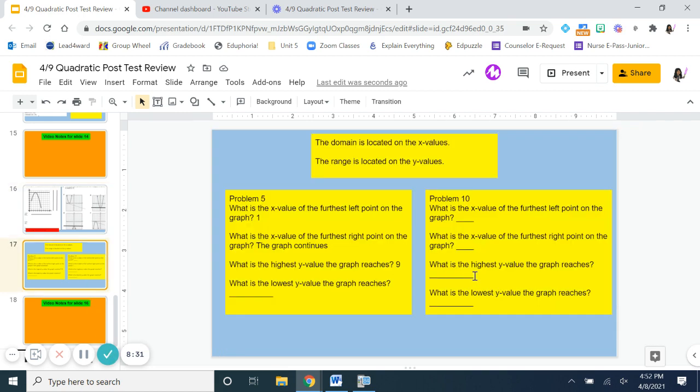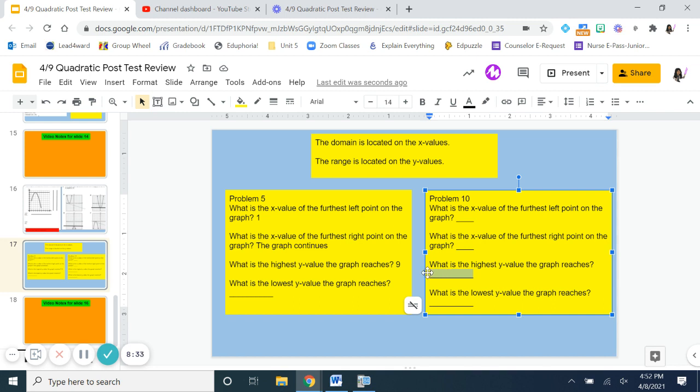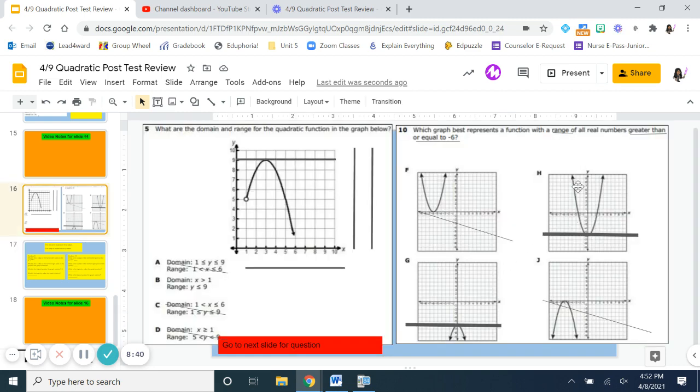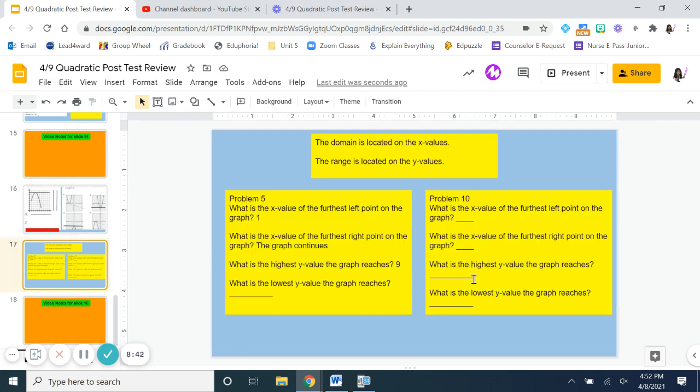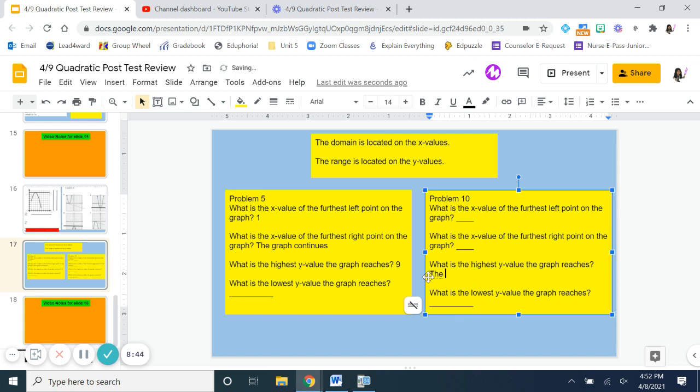And so here we're going to fill out what is the highest y value the graph reaches. Technically, it doesn't end, it continues, because if you looked, you had arrows here. So we're going to put the graph continues into positive infinity, because if something continues, we say it goes on to infinity. The lowest y value the graph reaches will be -6 in this case.